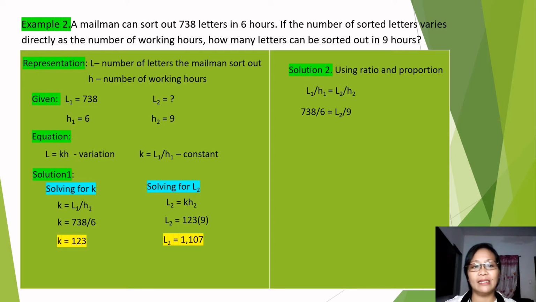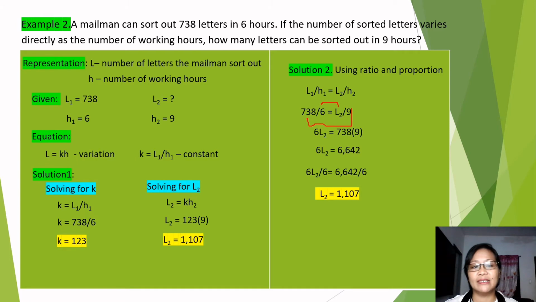Then after that, kunin natin ang kanilang cross product. So 6 times L sub 2 is equal to 738 times 9. 6 L sub 2 is equal to 738 times 9. We have 6,642. So to isolate L sub 2, we're going to divide both sides by 6.